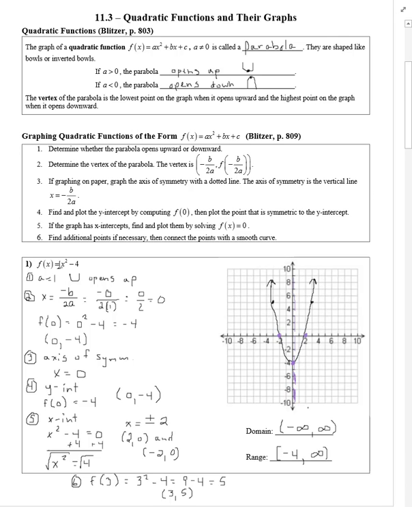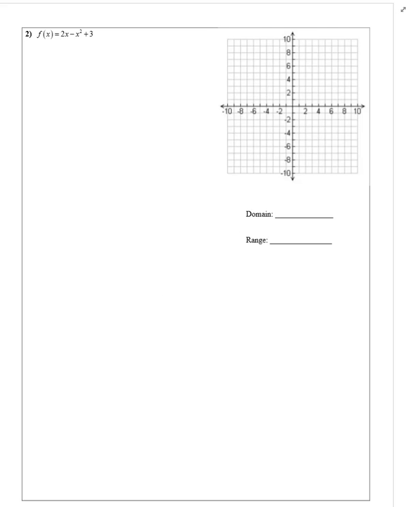Now, there's another example on the next page, and I want you to pause the video and try to do it on your own before you look at my solution. Okay, so hopefully you have attempted to do this problem on your own. The first thing we need to do is decide whether or not the parabola opens up or down.